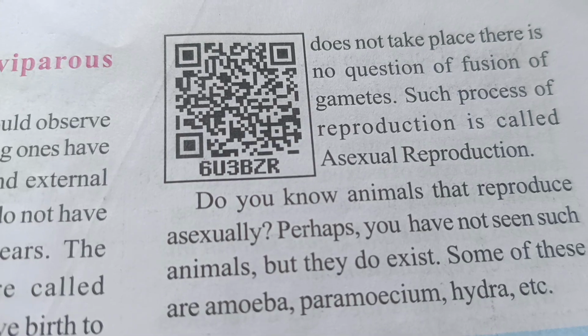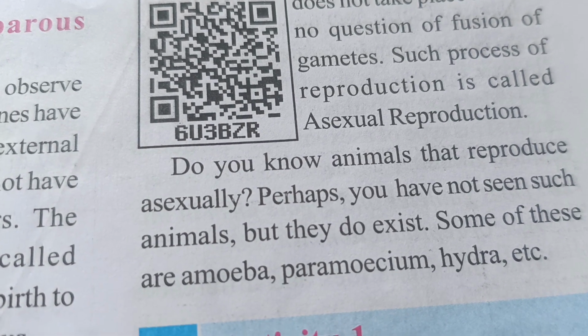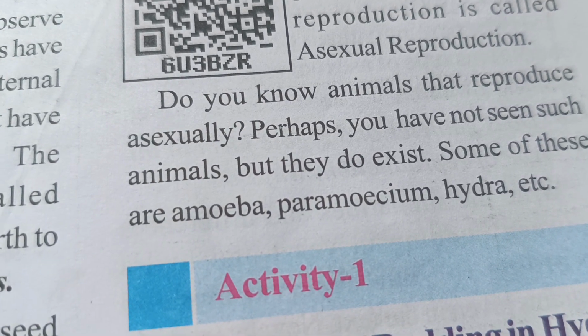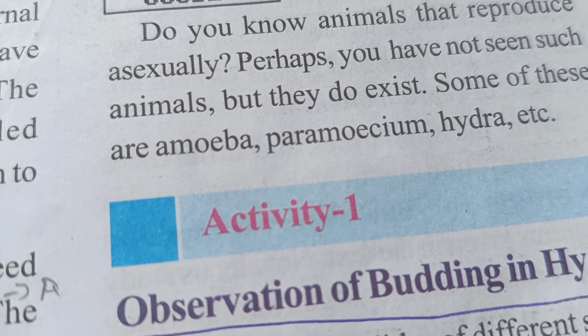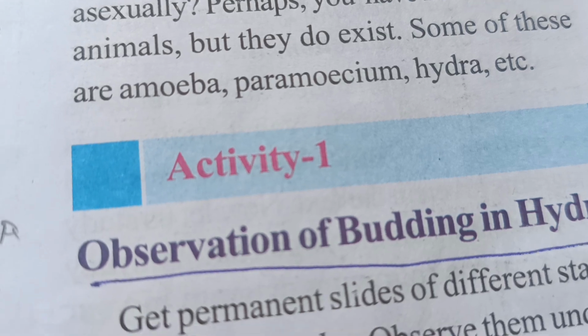As the formation of gametes does not take place, there is no question of fusion of gametes. Such a process of reproduction is called asexual reproduction. Do you know the animals that reproduce asexually? Perhaps you have not seen such animals, but they do exist. Some of these are Amoeba, Paramecium, Hydra, etc.